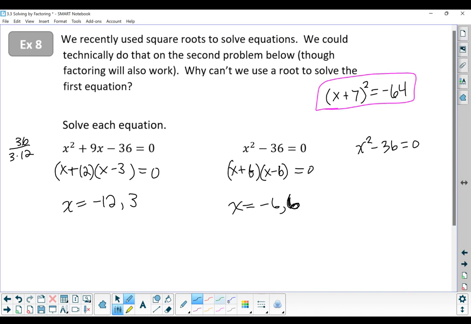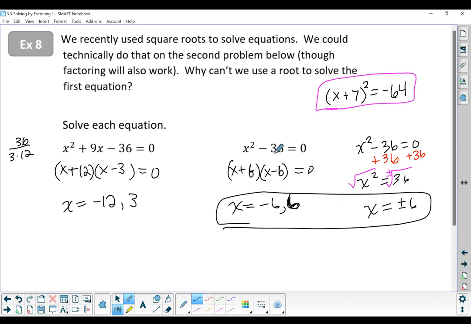If I solved the equation with square rooting, my strategy would be a little bit different, but I would get the same answers. So I would add the 36 to get my square isolated, and then I would square root both sides, getting my plus or minus symbol, and I get the same answer, positive and negative 6. So both strategies work in this case because of that 0 middle term. But if you have something like a 9x or some other linear term with an x in it present, then factoring is going to be your go-to method.